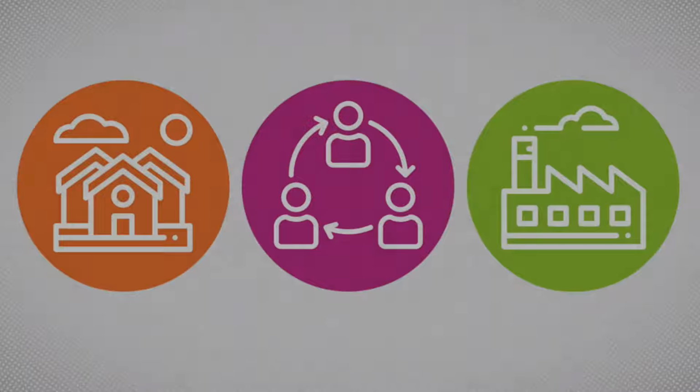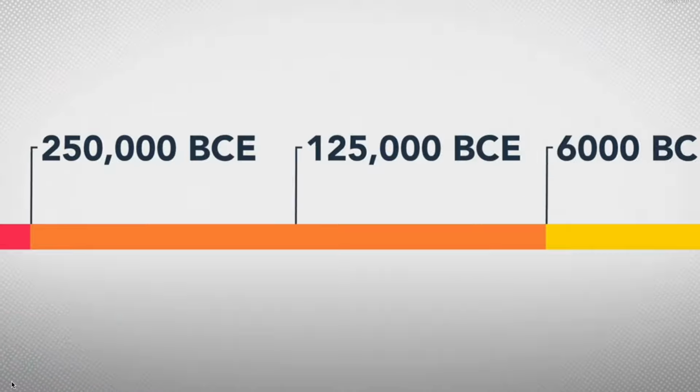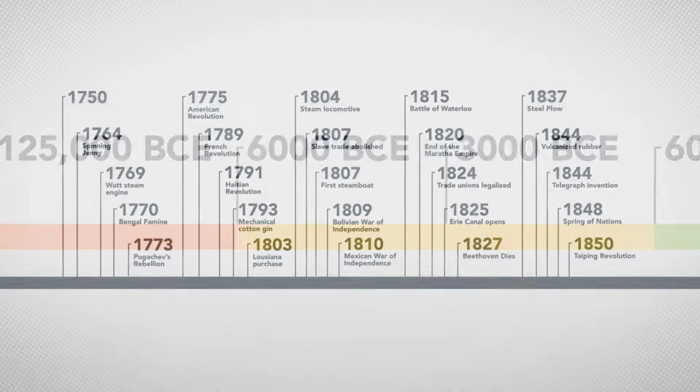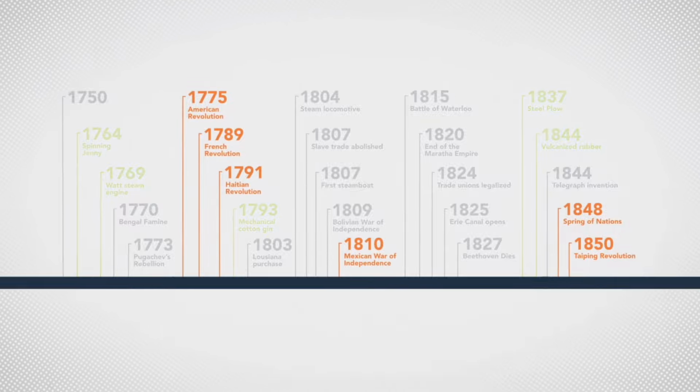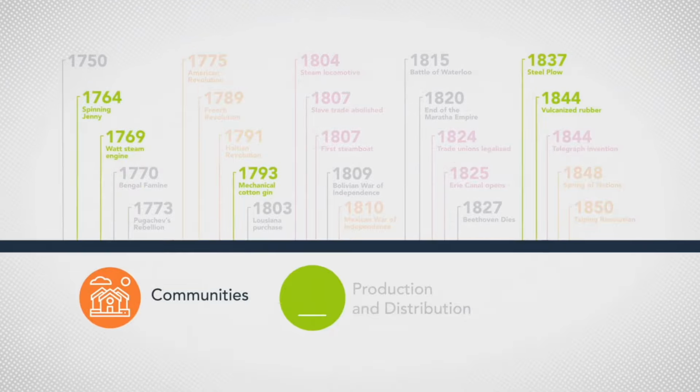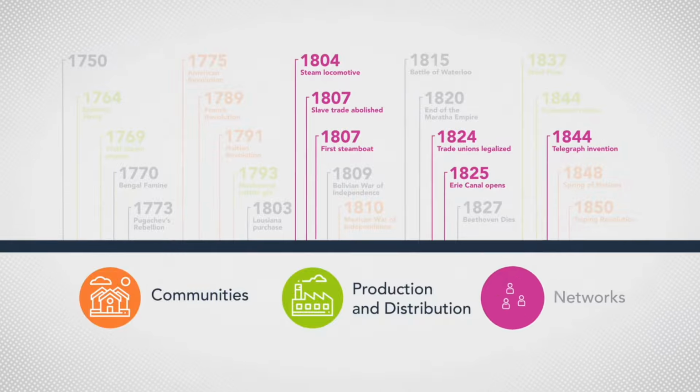Now let's take a look at our historical frames. A frame is a tool for organizing the past. Each frame highlights certain aspects of history while leaving others in the background. We'll be using 3 main frames: communities, production and distribution, and networks.